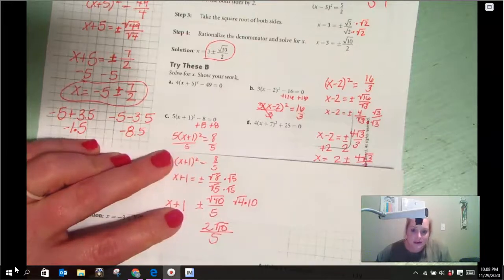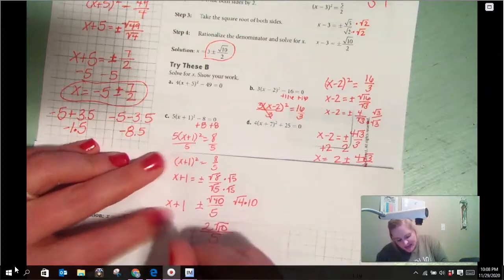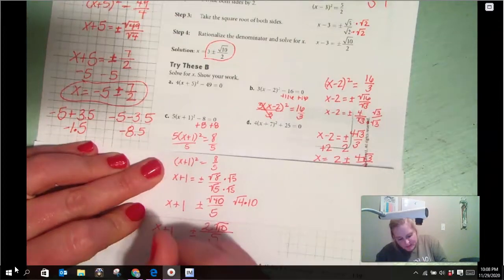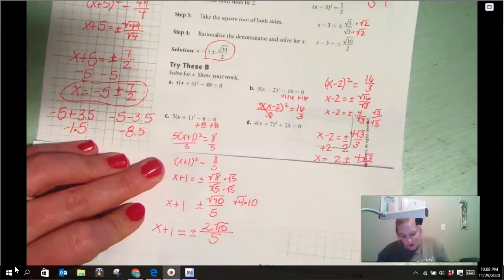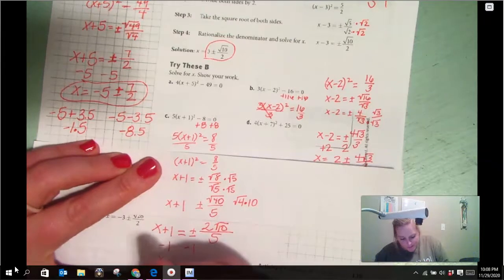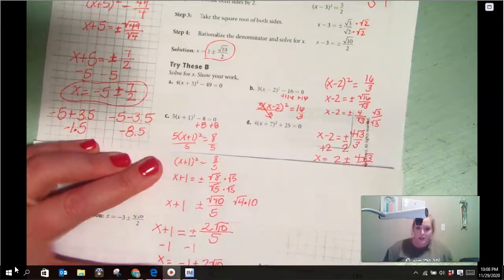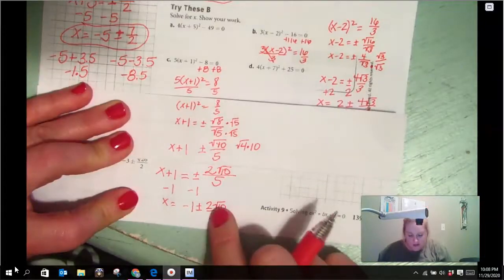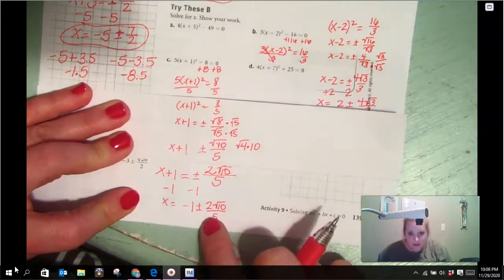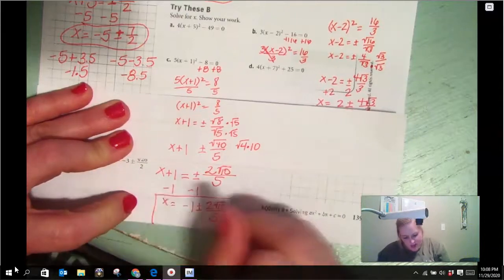Okay, so I had to simplify that 40 because it had a perfect square in it. Now, if this was a test and you forgot to do that, you would not be wrong. I would not mark your whole problem wrong. You would just get -1 for not simplifying. But don't stress over that too much. There's your answer: -1 plus or minus 2 square root of 10 all over 5. So that is your answer to that.